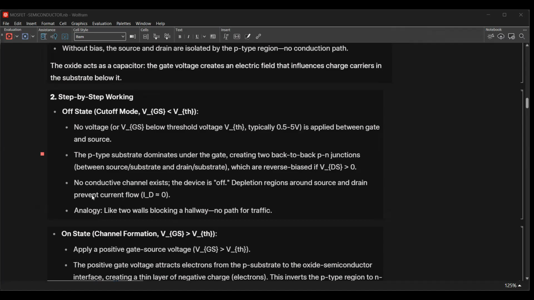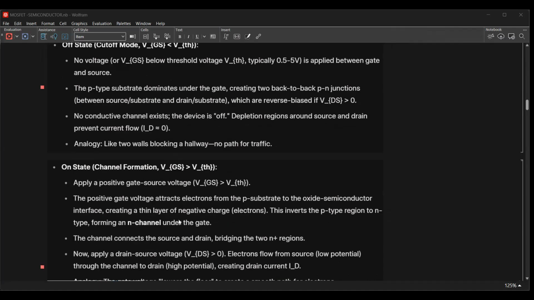Okay, so in cutoff, no conductive channel exists. The device is off. The depletion region around the source and drain prevents current flow. So the drain current is approximately equal to zero. An analogy is like walls blocking a hallway, so no path for traffic.